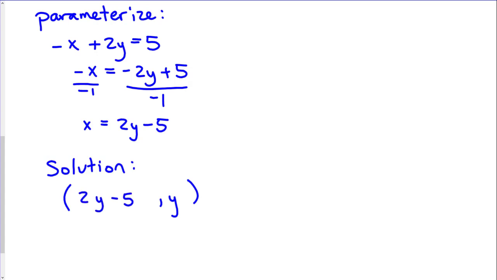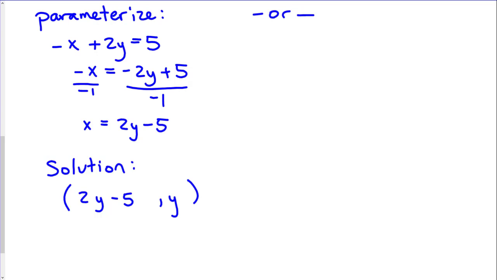Now I have a coordinate pair that represents every single point on this line. So for any value that I choose for y, the value 2y minus 5 gives me an x coordinate that exists on the line. So I'm representing every single point. But you can choose x or y to be arbitrary. So it really doesn't matter how you go about this.